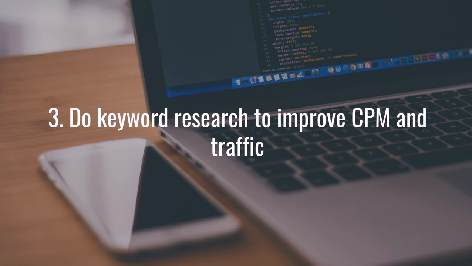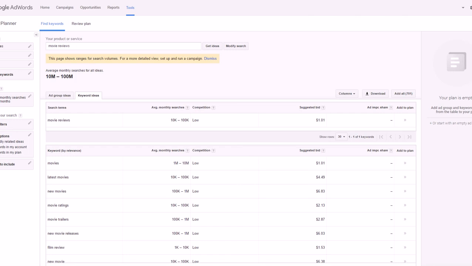Number 3, do keyword research to improve your CPM and traffic. Your CPM is how much you're making from people looking at your ads. So let's say you do an entertainment channel, you're not going to make much per 1,000 views as compared to a business or a reviews channel. So if you're reviewing business software, you're going to have really high bids.